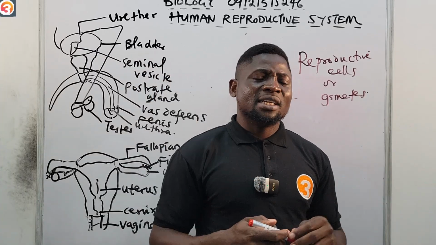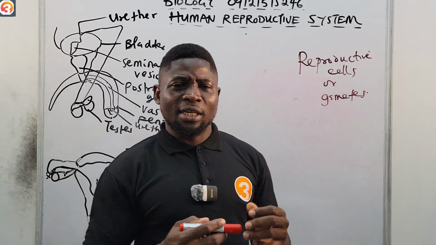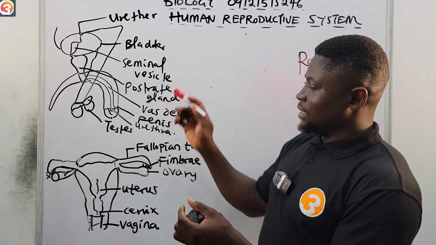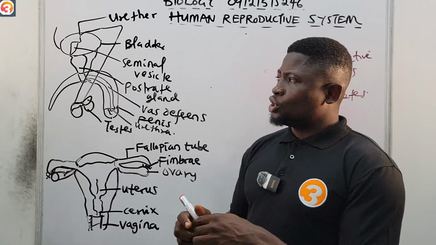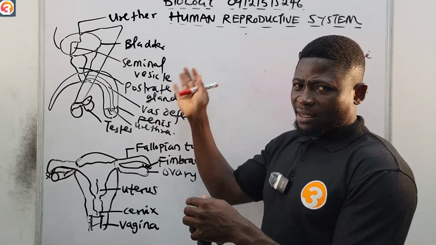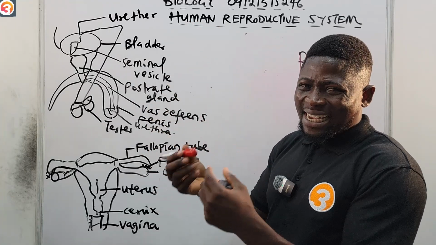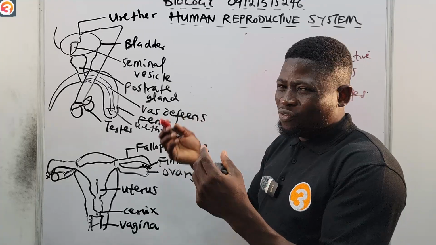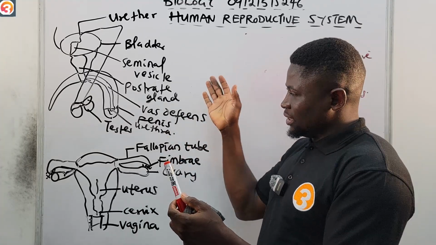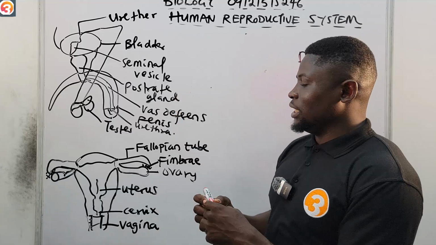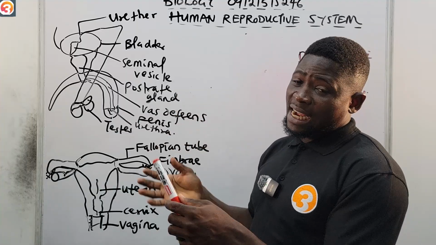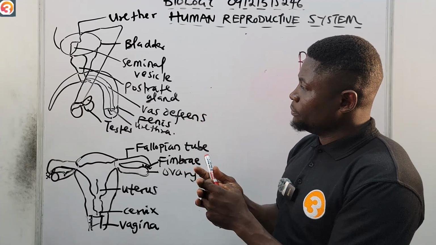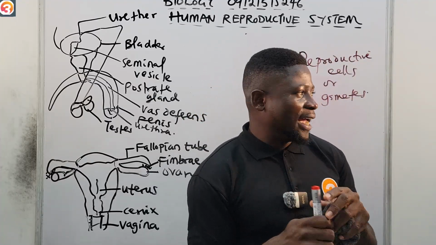So that is what the reproductive system is: the part of the body that has different organs. You can see them here. This is for the male, and this is for the female. You see they have different organs, and they help to facilitate the production of reproductive cells or gametes. This is the male, this is the female. If this is not how yours looks like, I'm sorry. But this is definitely not my own. Let us continue with why we are here.